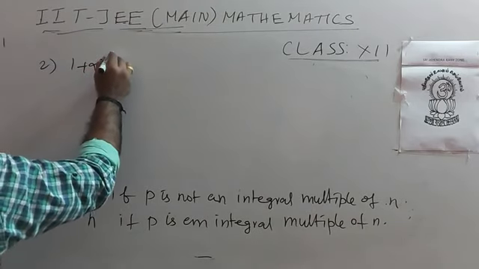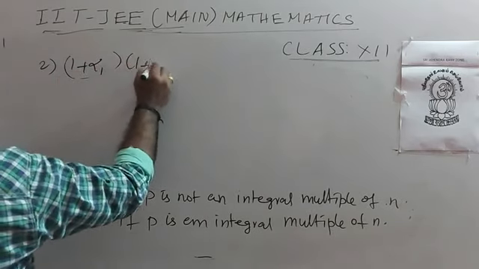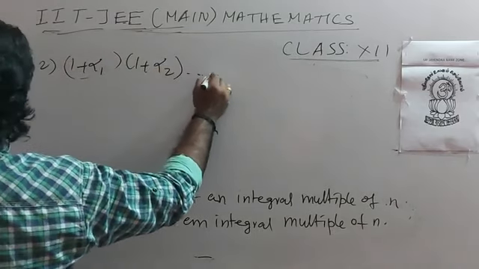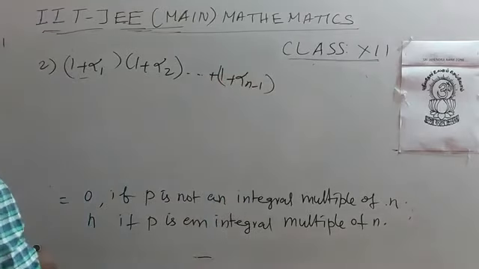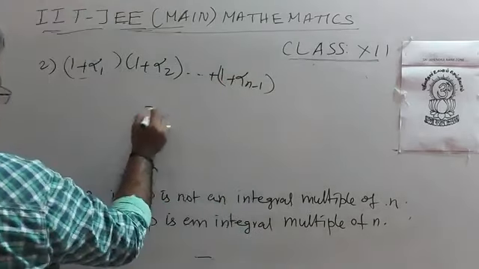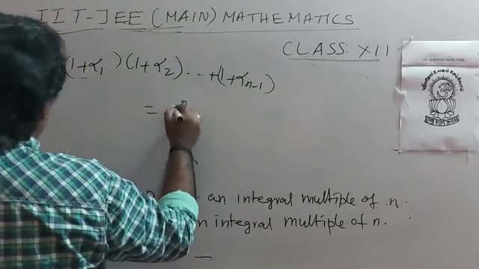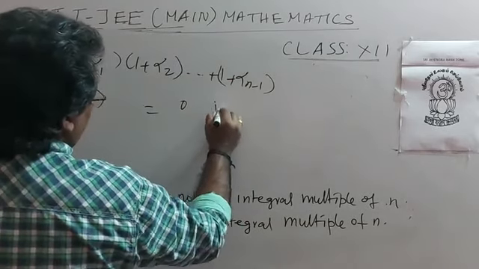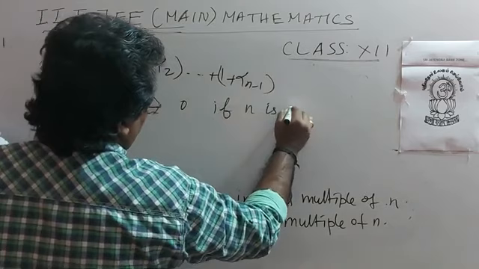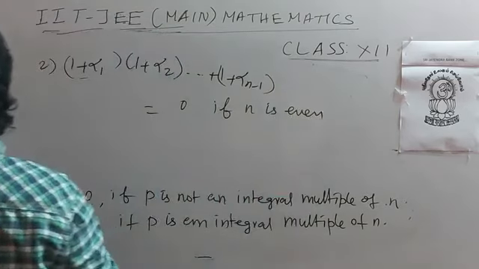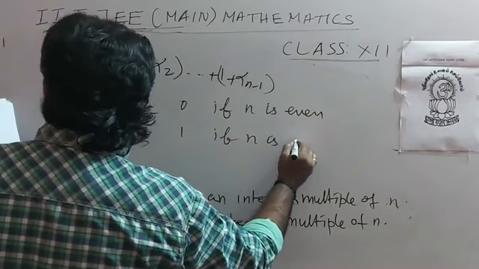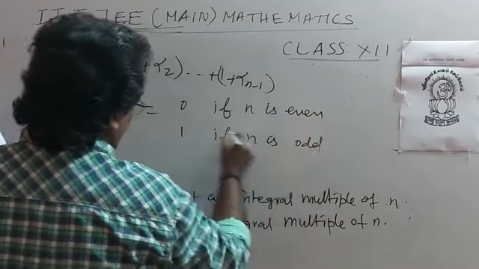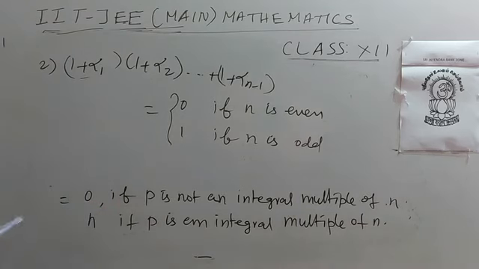1 plus alpha 1 into 1 plus alpha 2 etc. 1 plus alpha n minus 1 equal to 0 if n is even, and 1 if n is odd.